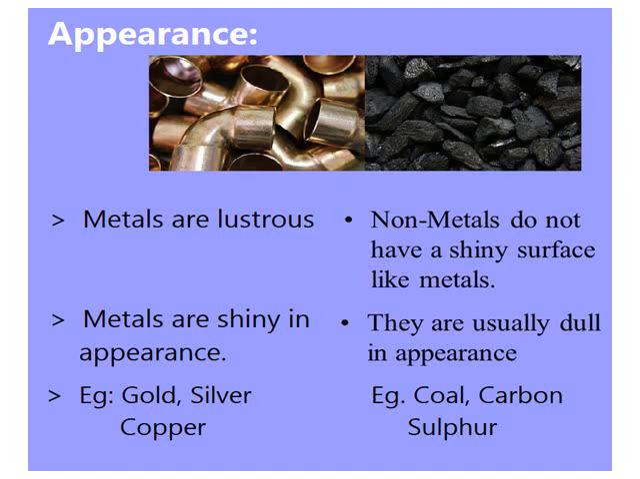What do you mean by lustrous? The ability to shine is called lustrous. Metals are lustrous. Non-metals do not have a shiny surface like metals. Metals are shiny in appearance, that is, we call it lustrous. But non-metals are usually dull in appearance.